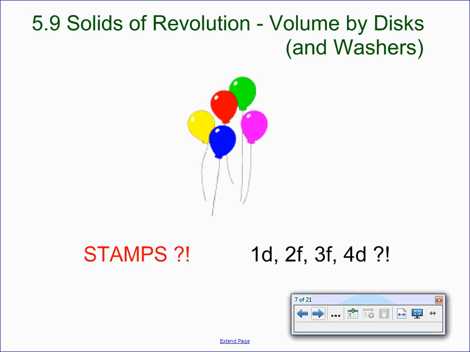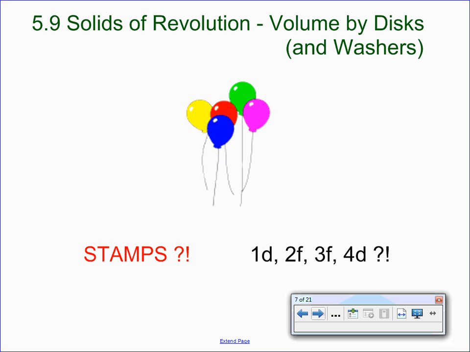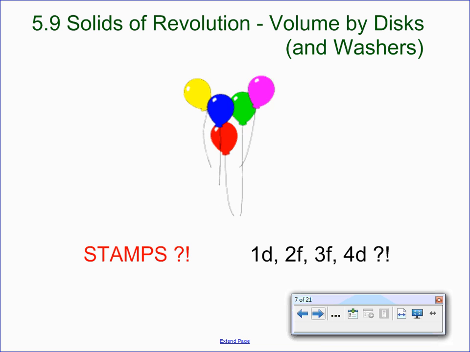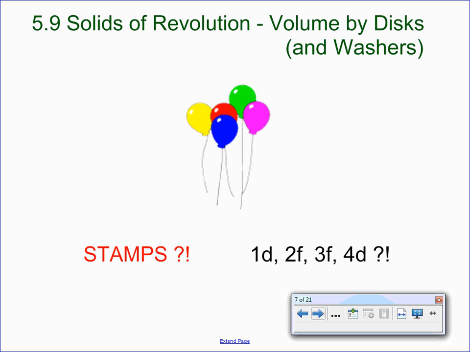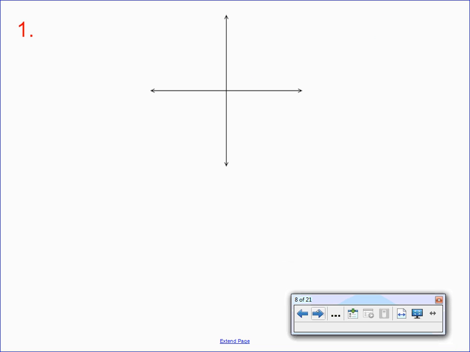Huh? Are we really going to do this for stamps? I think after our winter break, it's going to be more useful to talk about this together. And so we're not going to go ahead and do this for stamps. Disregard the 1D, 2F, and so on and so forth. We're going to take a look at these together. And we're also going to spread this into next class period. Next class period, we're going to continue working with solids of revolution.